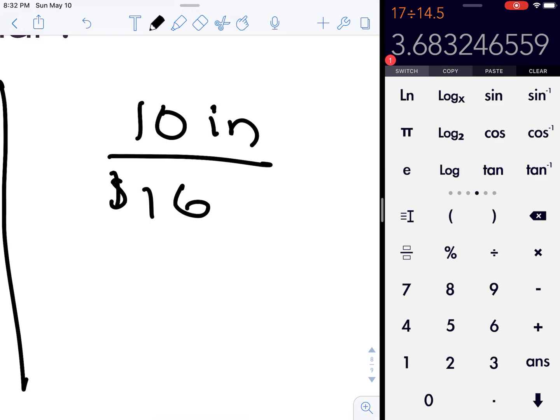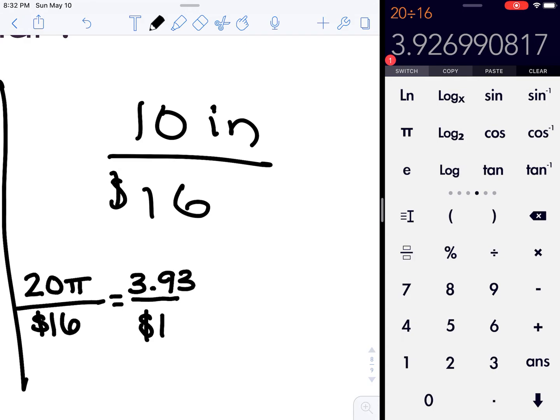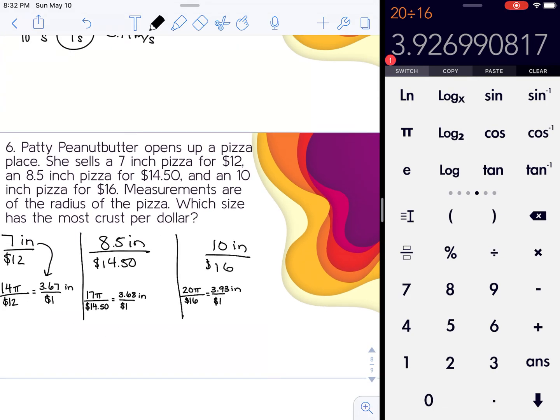And lastly, for that large pizza, you're getting 20 pi inches for every $16, because our radius is 10, so our diameter is 20, which means for $1, you're getting 20 pi divided by 16, 3.93 inches for each $1. So for that $1, I can get 3.67 inches, 3.68 inches, or 3.93 inches. If the only thing that matters to me is how much crust I get, my best buy is that large pizza, because I get almost 4 inches of crust for every single dollar that I spend.